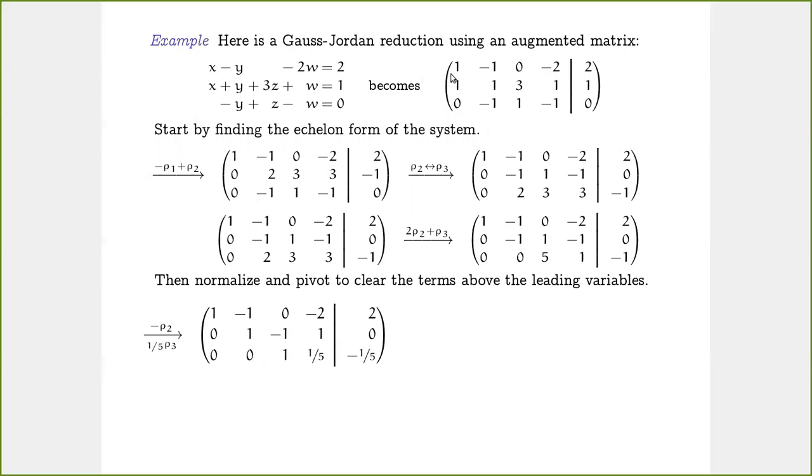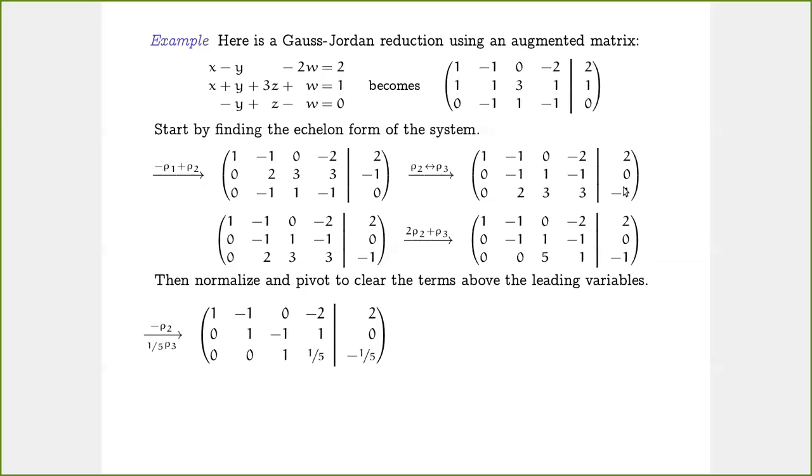Okay, and so what we're going to first do is the same thing: go to echelon form, which means we need to work from top to bottom, from left to right. So we can clear this one here with minus row 1 plus row 2. That only changes this second row here, as you can see. Then it'll be easier to add -2 times the third row to clear this 2 if we swap rows.